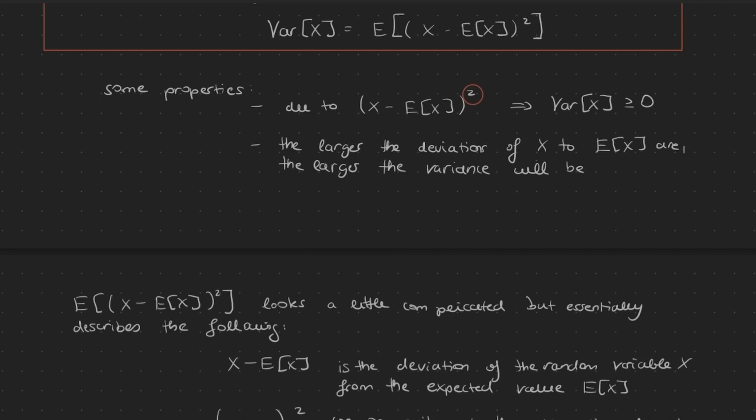So x minus the expected value of x is the deviation of the realizations of x from the expected value of x. So if the expected value is 0 and the realizations of x are minus 1 and 1, then we would have minus 1 minus 0 and plus 1 minus 0 as the deviations. Hence minus 1 and plus 1 are the deviations. They simply describe how far the realization is away from the expected value of x.